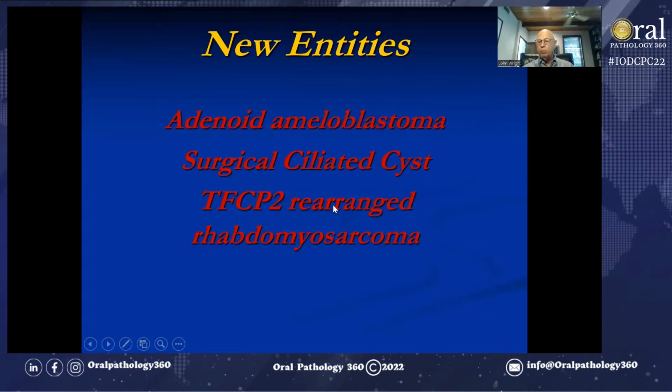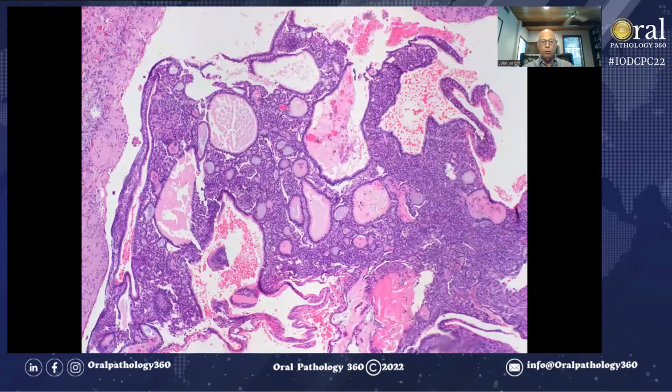This is brand new, first published in 2018. And it's a TFCP2 rearranged rhabdo, usually with FUS or one of the Ewing's genes. And clearly oral pathologists should be familiar with that. We all see from time to time epithelial odontogenic tumors that have these kind of glandular or pseudoglandular structures in them. And this has been our literature for quite some time as adenoid ameloblastoma. And for the first time, it was decided to put this into the classification as a standalone tumor. And it is called adenoid ameloblastoma.